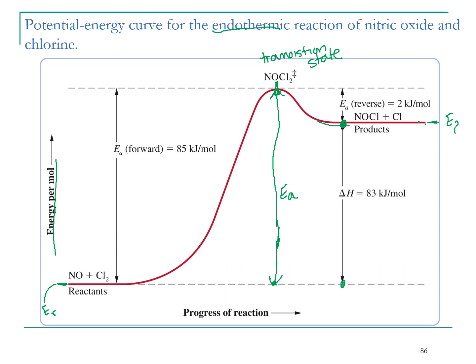So again, EA for the forward reaction is from the start, the energy of the reactants, up to the energy at the complex, and that's why I call it getting over the hump. And then our delta H is over here.